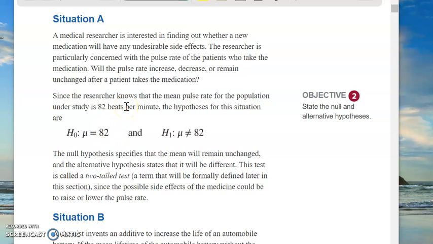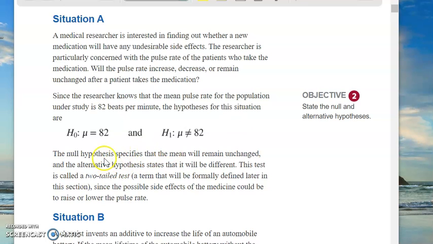So what we're saying is, hey, that's what it is. When you take your sample, nothing's going to change. And then the alternative hypothesis is, no, no, no, you're wrong. It is going to change. When I do this experiment, when I give all these people the medication, the mean is going to change. It's not going to be equal to 82.